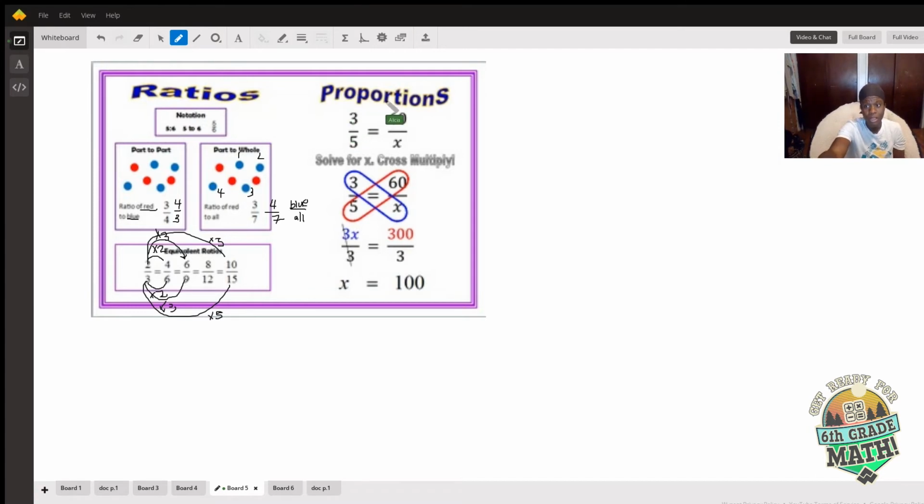Okay? Now, proportions are two separate ratios, and you're trying to find an x. So when you're trying to find an x, you have to cross multiply. So we have 3x on this side, and you're multiplying the 60 and the 5 to get us 300. You cancel out the 3, x equals 100. So when you're finding proportions, you're trying to find a quantity of one of the ratios. And to do that, you have to cross multiply.